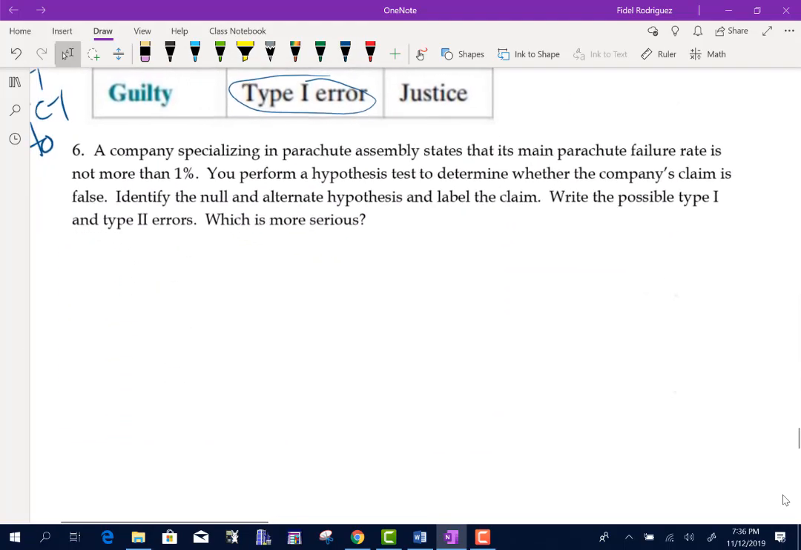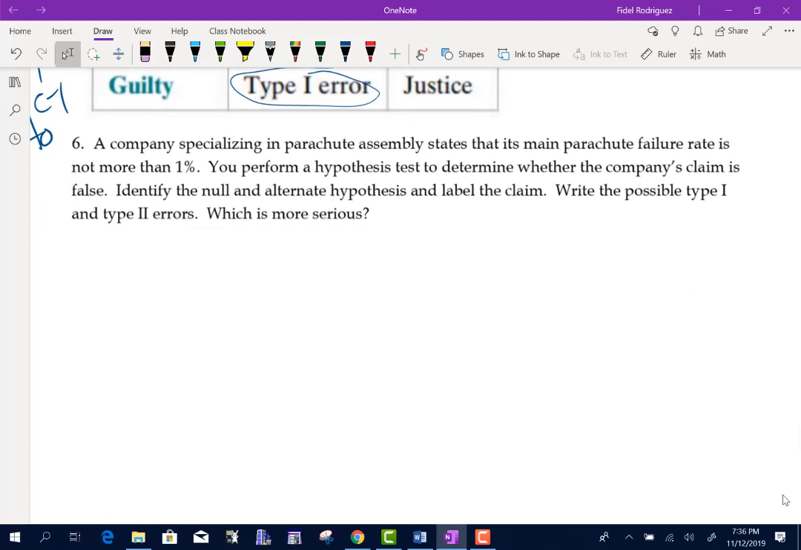All right, so what we're going to do, we're going to go to the problem down here on the bottom. Let me zoom in a little bit so we can see if we can figure this thing out. It says, a company specializing in parachute assembly states that its main parachute failure rate is not more than 1%. So if it's not more than 1%, what are they saying? What does not more than 1% mean? Is it less, or only less, or less than or equal to? Less than or equal to 1%, guys, as a decimal, 0.01, right?